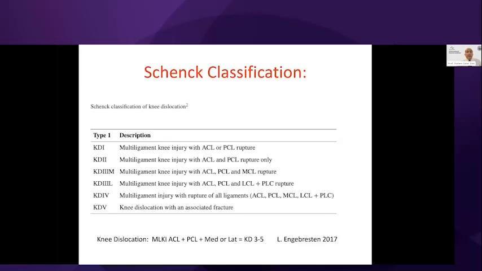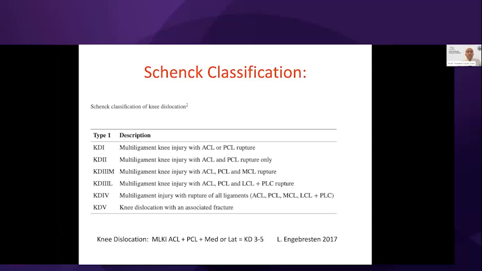So the classification, the Schenck classification, he defined KD, which is knee dislocation 1, when you have one of the major injuries, which is ACL or PCL injury. KD2, if you have both the ACL and PCL injured. 3M, which is the 2 central plus the medial ligament injury. 3L, which is the 2 central plus the lateral injury. 4, when you have all the 4 major ligament injuries, and type 5, which is a fracture.